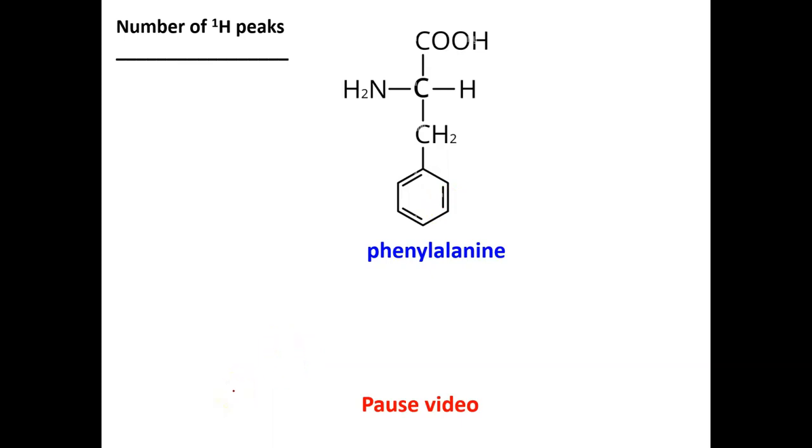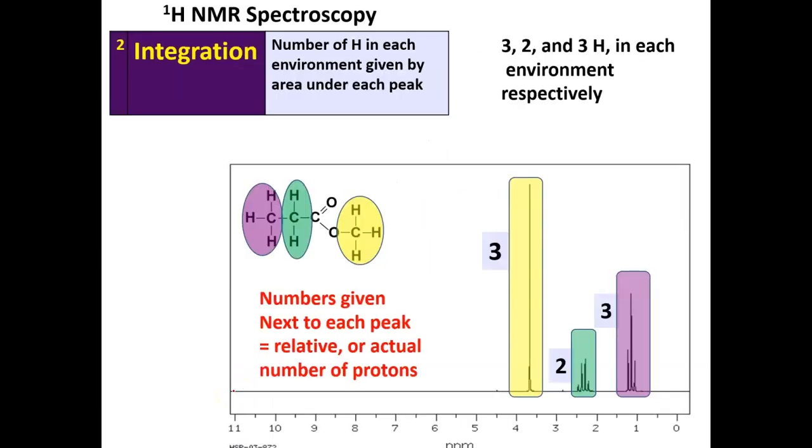Okay, so let's move on in our story. Part 2, this is the integration issue. This is the area under the curve, under the peaks. You'll never have to measure that. Nowadays, you're simply given the area that is relative to each peak as a number.